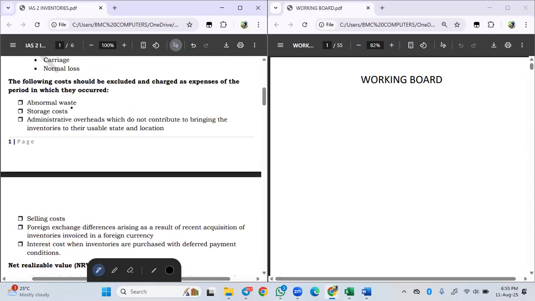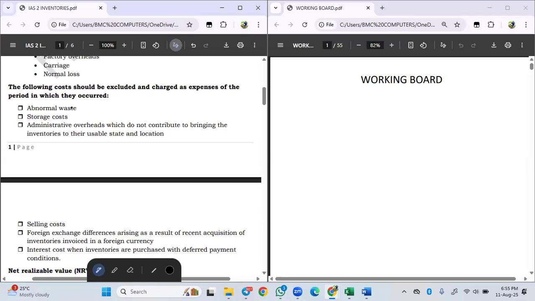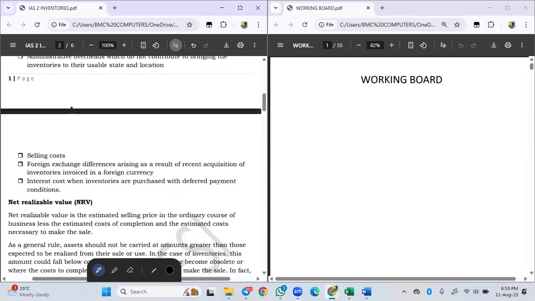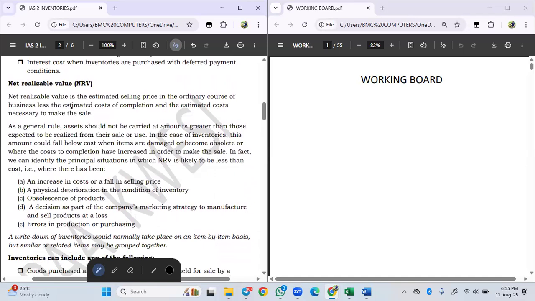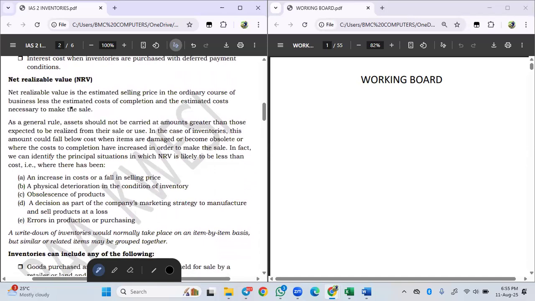All right. So this is how you determine the cost of your inventory. As I said, we've already done PPE, so you will not waste much time there. Then the net realizable value.